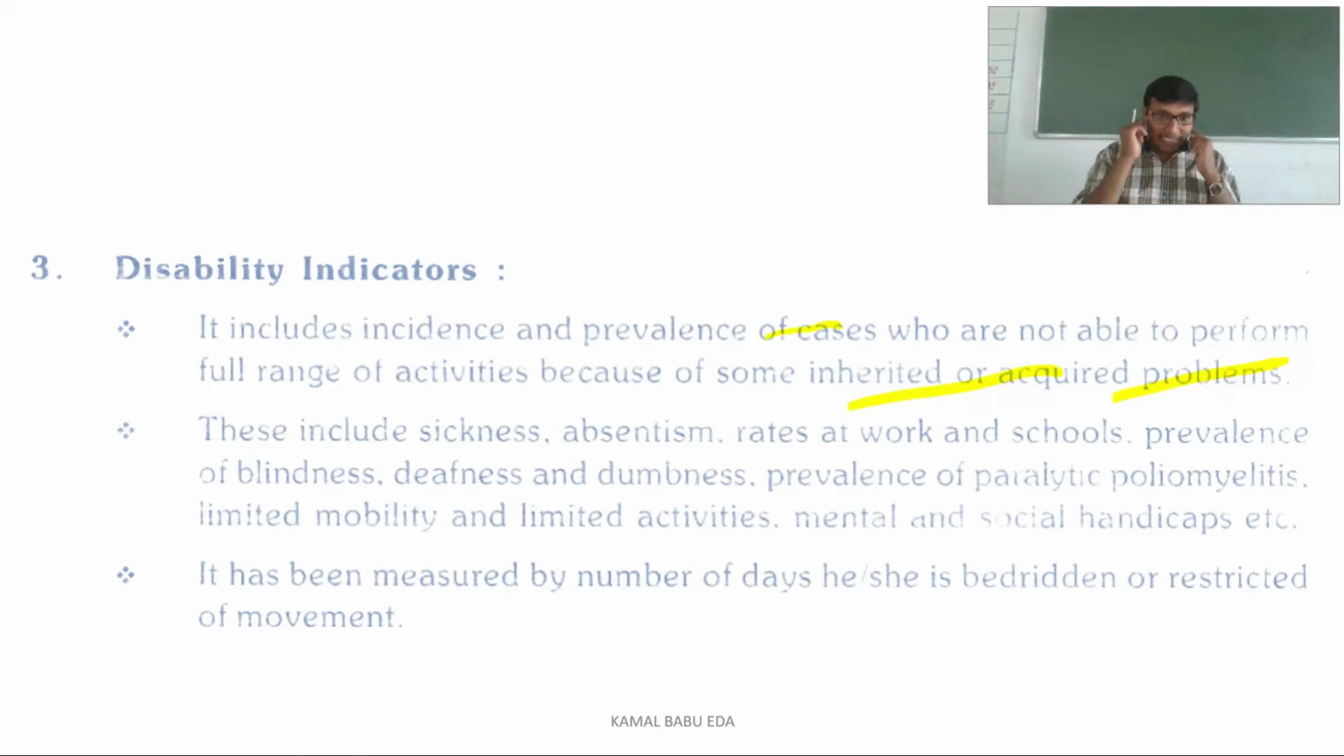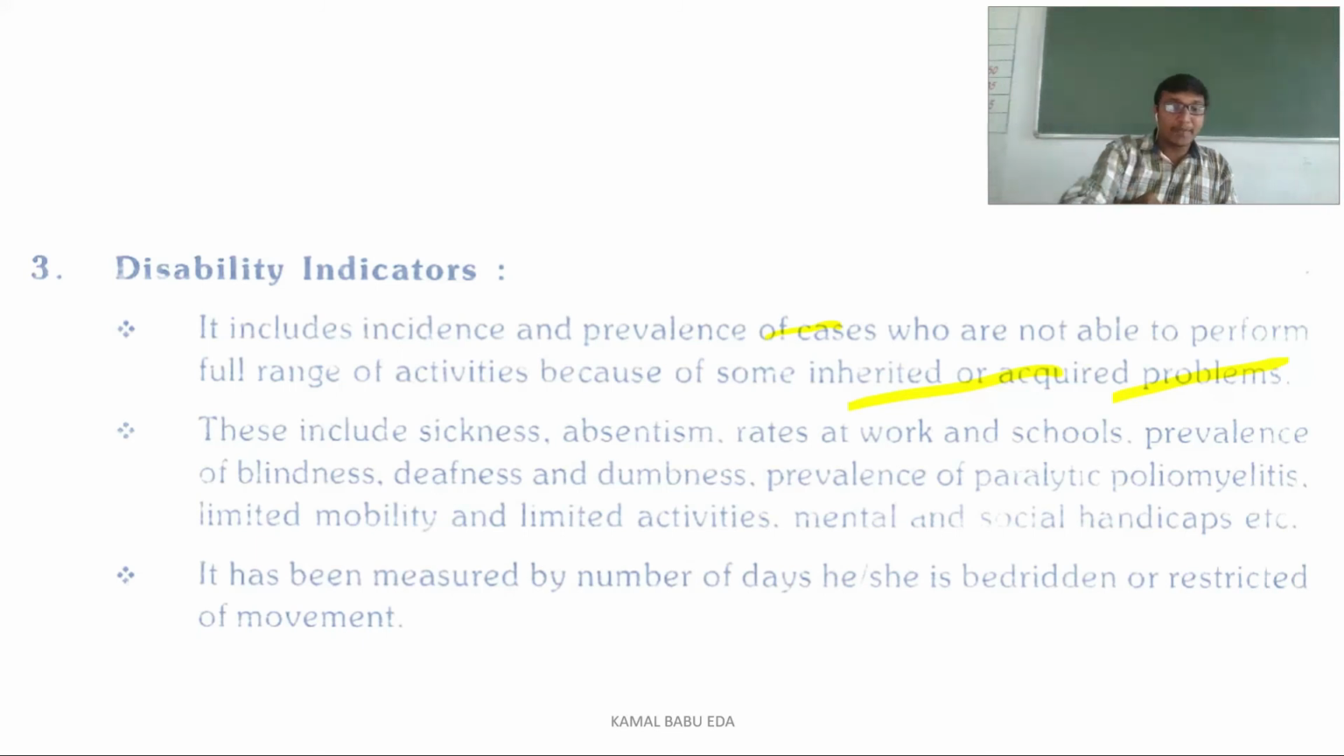If the person is having deafness or dumbness, and we'll see what the prevalence of paralytic poliomyelitis is. If any person is having poliomyelitis, it is mainly affecting the spinal cord. If it is causing paralysis, there will be limited mobility, limited activities, limited mental and social handicaps, etc. So these are some of the disability indicators. How many people are having sickness, how many are absent, how many are deaf, how many are dumb, how many have paralysis, how many are blind, how many are handicapped. All these things are the disability indicators.